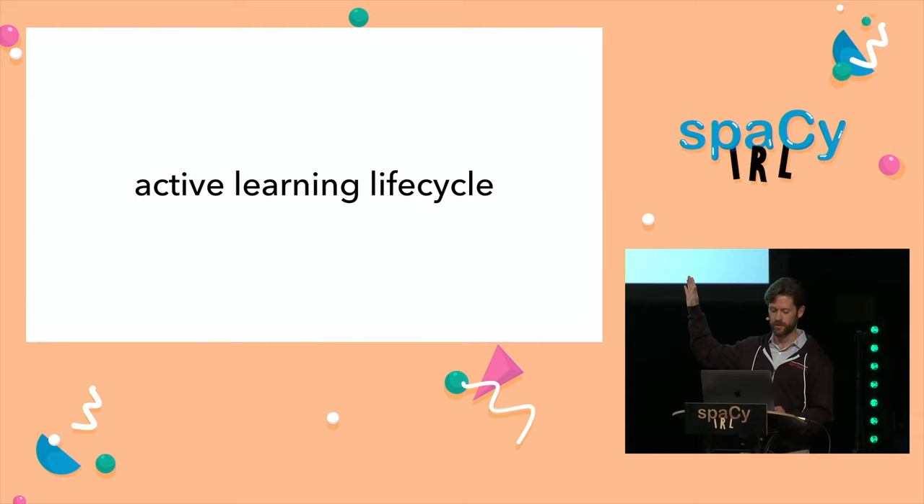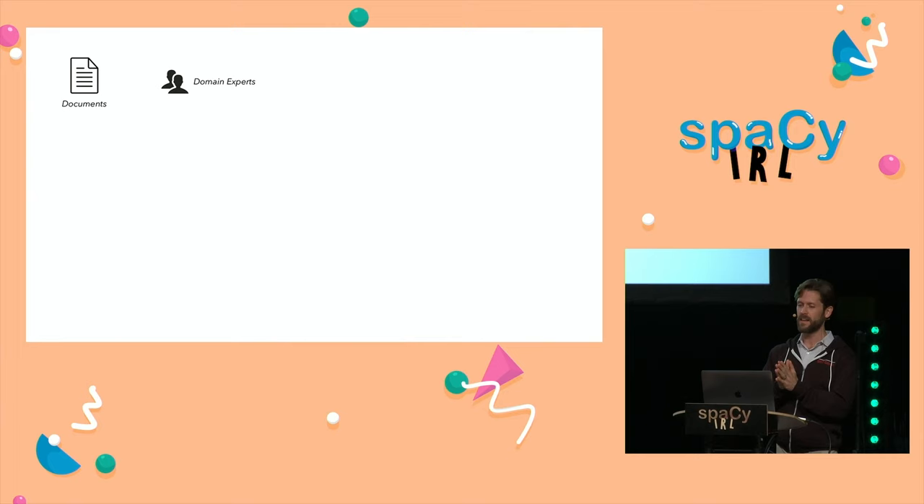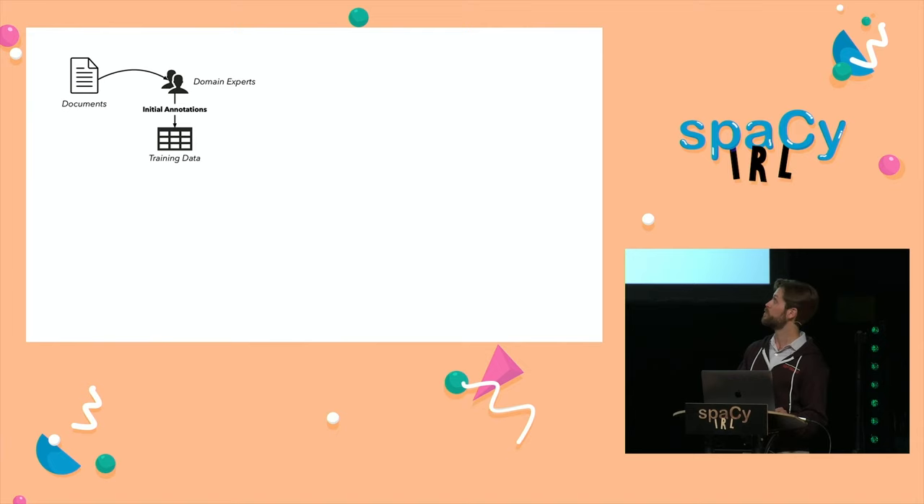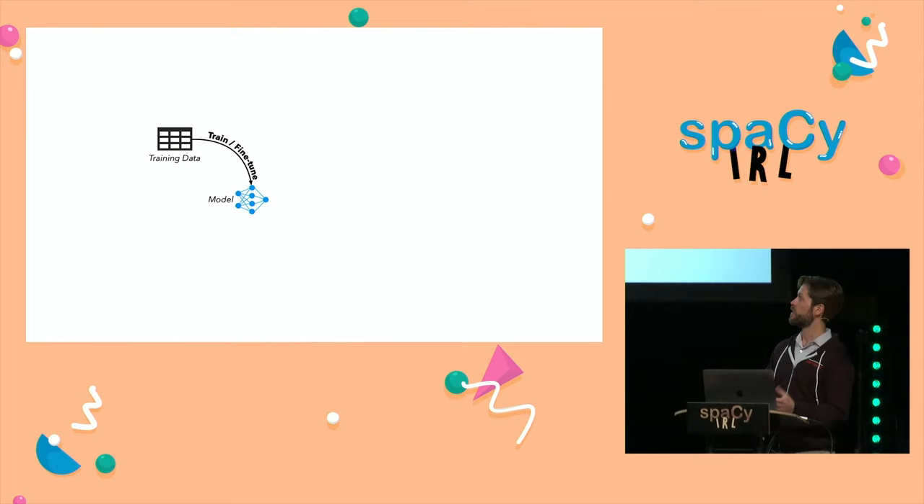So if we have a new ESG attribute that we're trying to extend our models to incorporate, to be able to help with this attribute, we'll start with a few documents and some domain experts, and we'll get them to provide a handful of initial annotations. This is pretty low barrier to entry. It might be, you know, order of 10 annotations that we're looking for here. And that will populate our initial training data set. And first, we'll either train or fine-tune an existing model.